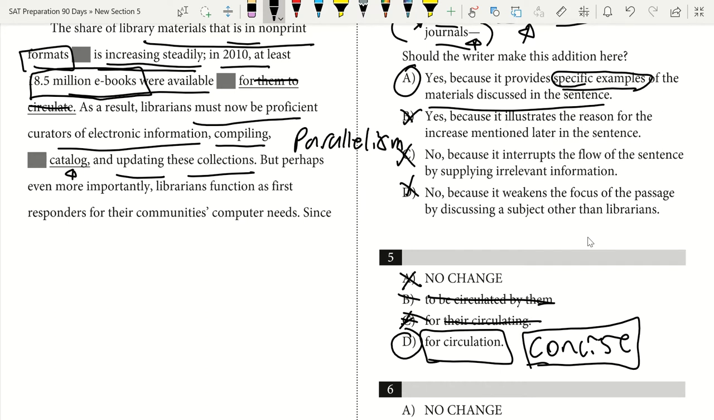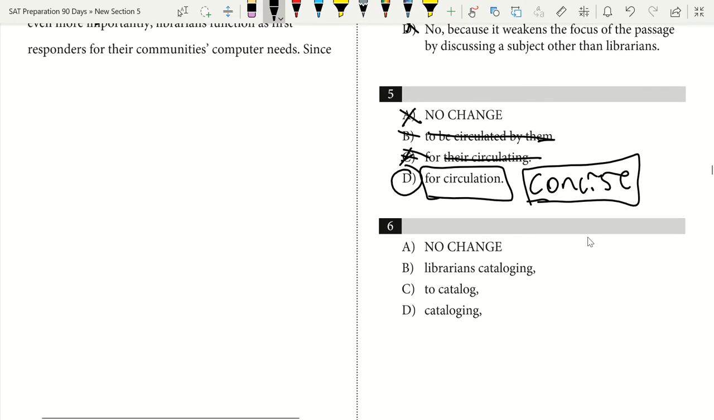The only reason that I paused there is just because I wasn't really sure the best way to teach this. I knew right away it was going to be a parallelism question. How did I know that? Well, I saw that I had a continuation of verbs, a list of verbs. I have compiling and I have updating. So I also have catalog here that has to be cataloging to maintain those parallel endings. That ing ending that we have in updating and in compiling has to also apply to cataloging. So the correct answer there has to be cataloging. So the answer there is going to be D for number six.